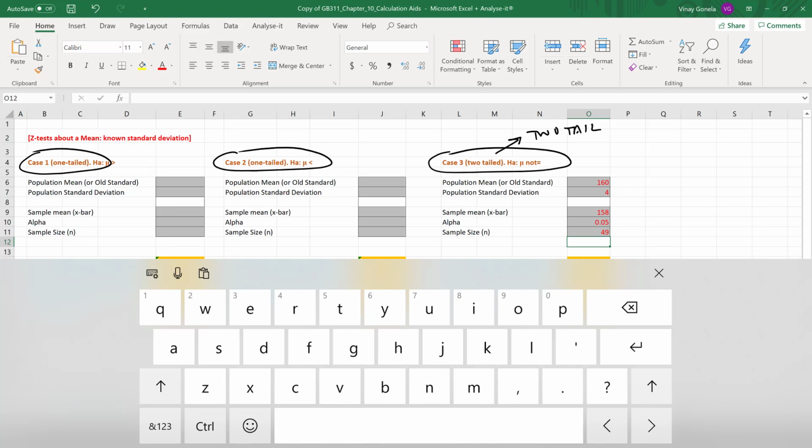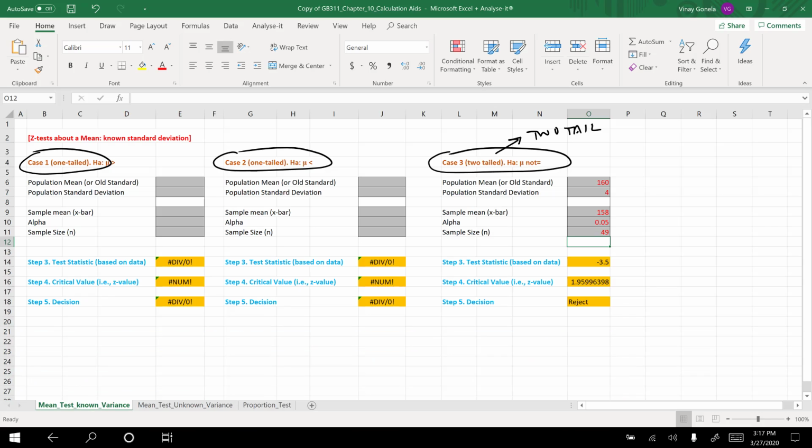And hit enter. So if you see, our test statistic value is negative 3.5, and then our critical value is 1.96, and then it is asking us to reject H null. So when I say reject H null, that means the manager's claim is false. So that is how you will be solving a two-tail problem.